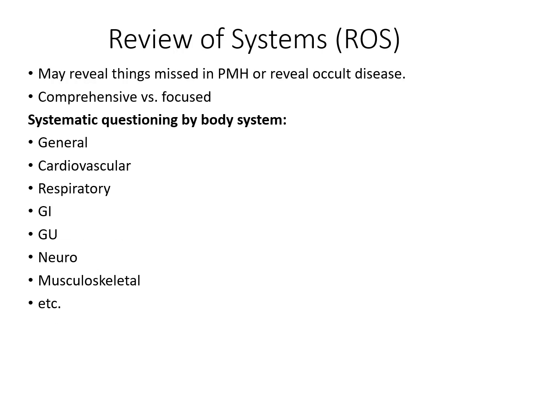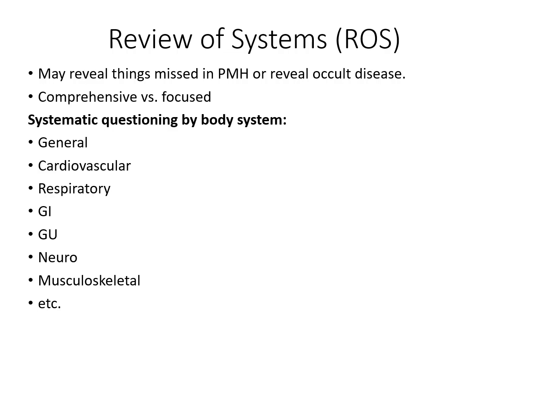Then we have the review of systems, which is a systematic symptom inventory, and its purpose is to identify symptoms the patient may not have mentioned during the chief complaint or history of present illness. Sometimes patients focus only on what feels most urgent, but a review of systems really uncovers additional concerns. It can also reveal occult or underlying disease. So this is where our comprehensive versus our focused review of systems comes in.